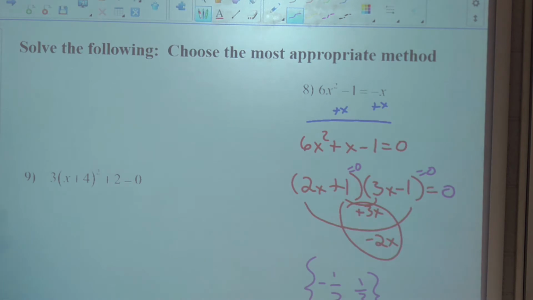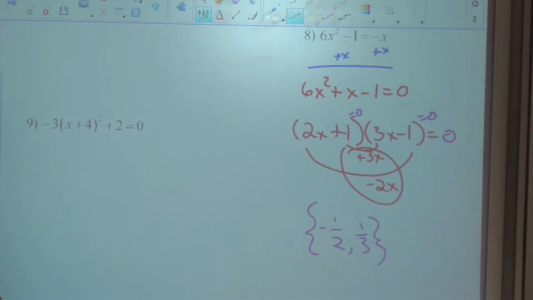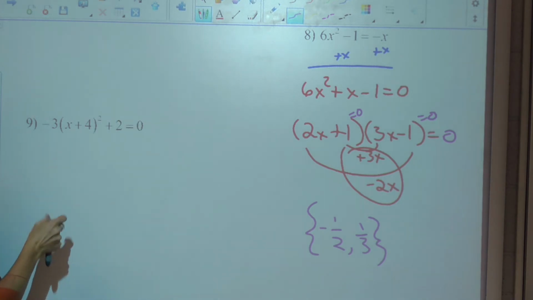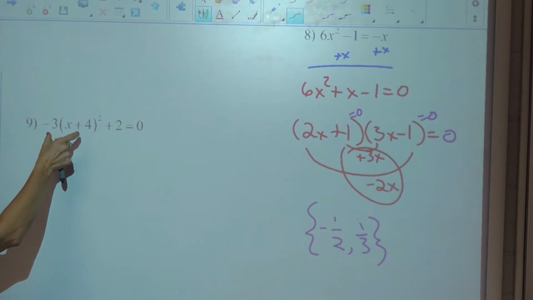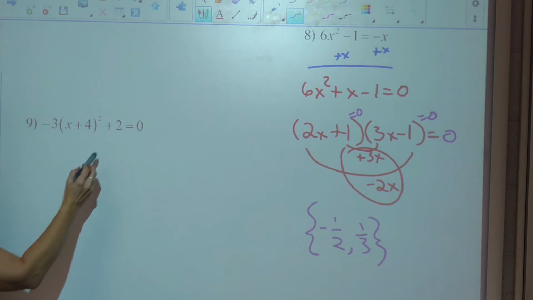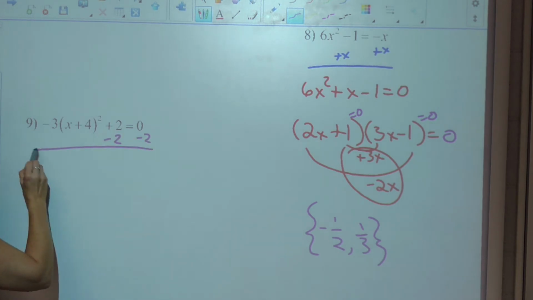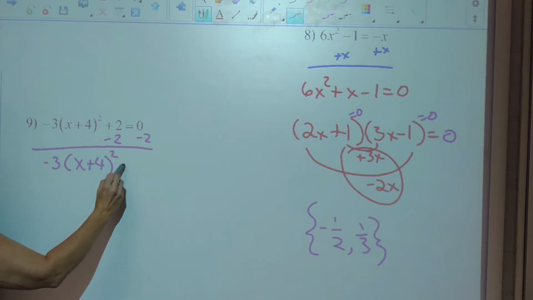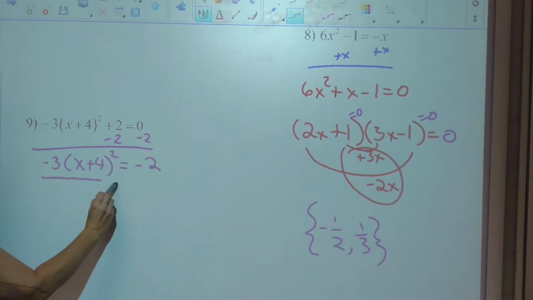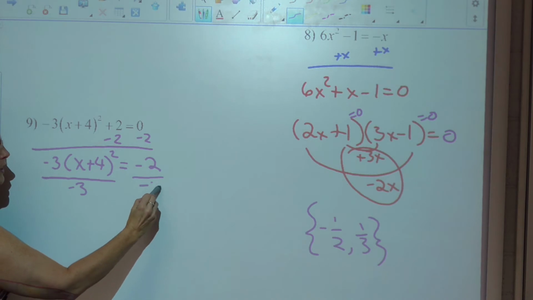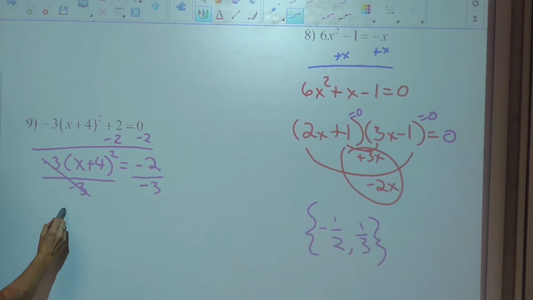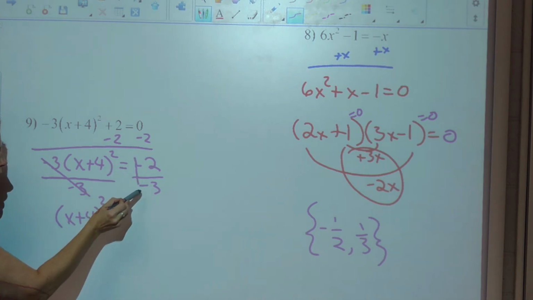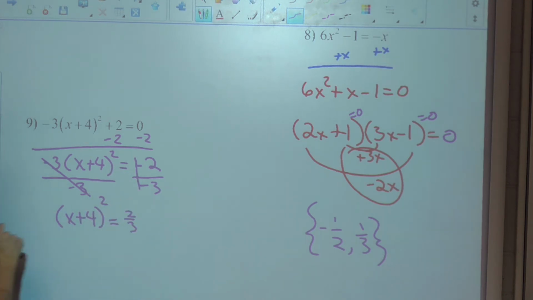On number 9, we can't factor. So on this one, the first thing you want to do is now move that 2 over. We want to isolate the factor that's being squared. So I'll subtract my 2. That quantity squared equals -2. I'm going to divide both sides by -3 to get rid of that. So I get x plus 4 quantity squared equals positive 2/3.